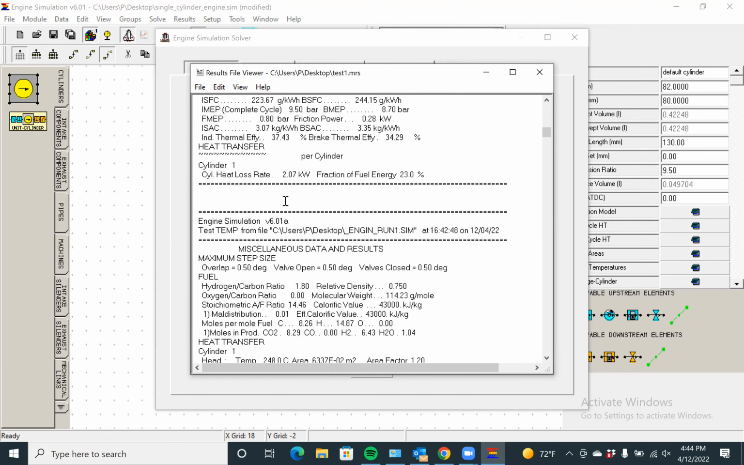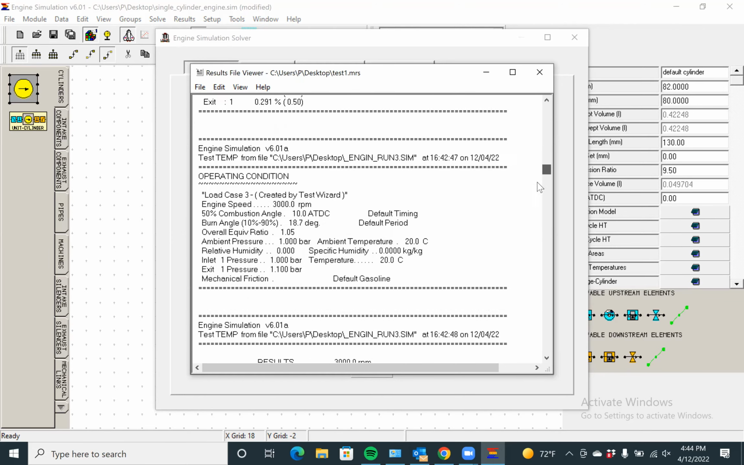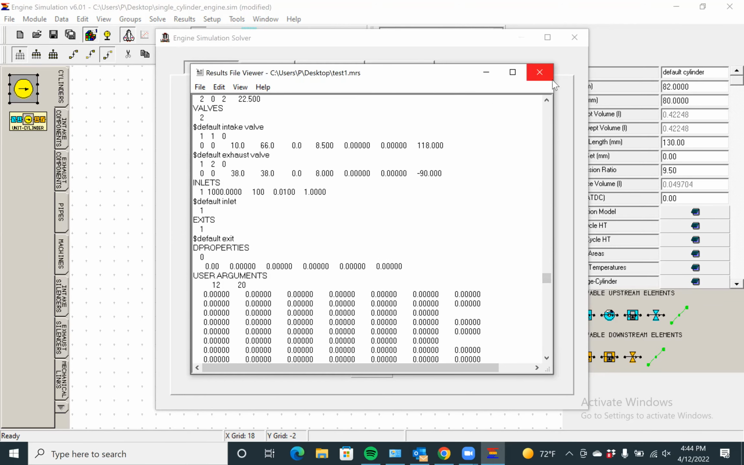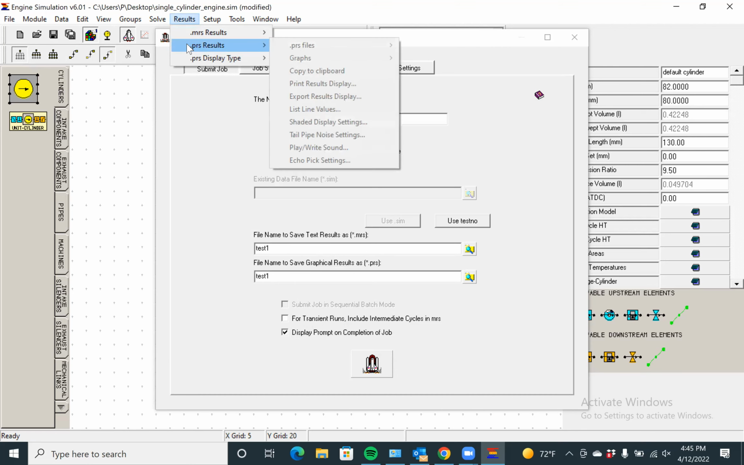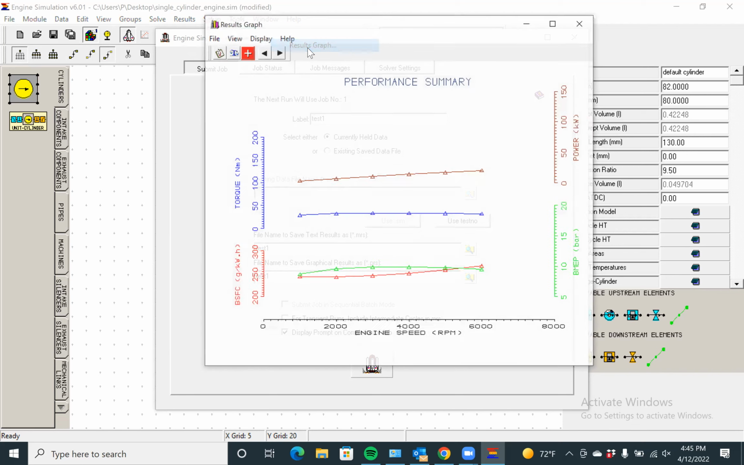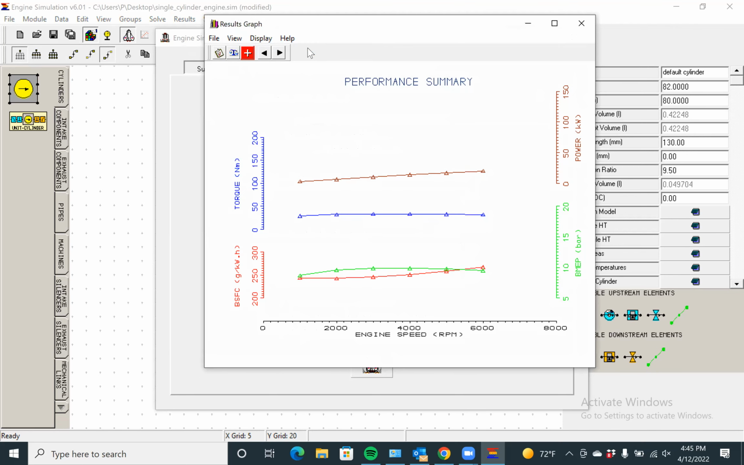profiles, and then all this information from the solver is plotted graphically in, let me show you, go to results, results graph. So what you have here is torque versus speed. Can you see the torque in Newton meters? That is blue, and engine speed. So as engine speed changes, how does torque change?